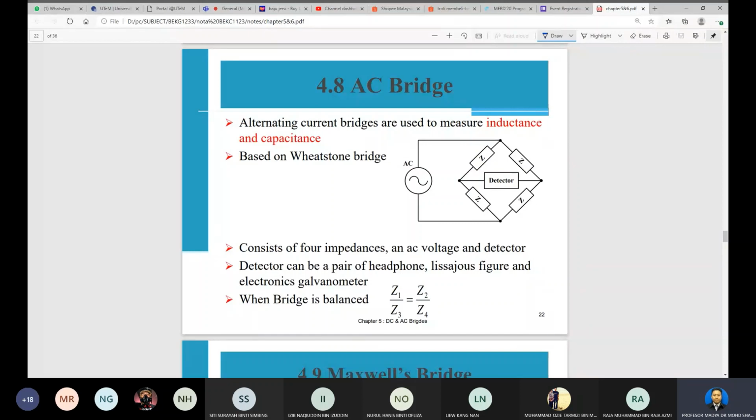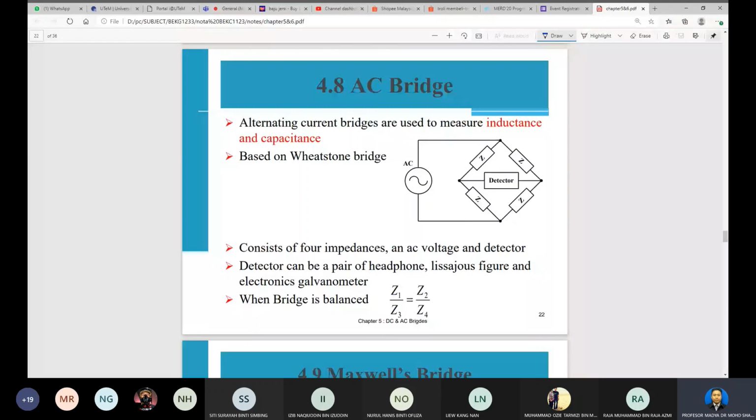Compared with DC, DC only measures the resistance. For AC, we can measure the inductance, capacitance, and also the frequency. You can see this one is based on the Wheatstone bridge I mentioned to you, for AC or for DC, for example the Kelvin. That's why you have to know the basic bridge is the Wheatstone.